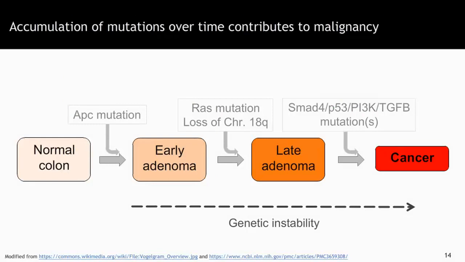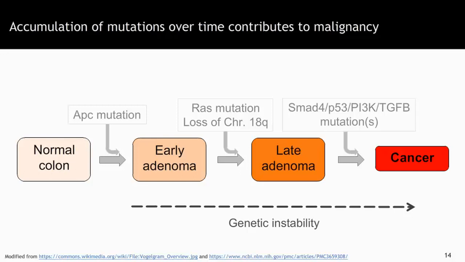To continue this line of thought, there is also evidence to suggest that mutations in a single gene are not sufficient to cause full-blown cancer. Rather, multiple mutations in multiple genes that accumulate over time are needed to cause a benign tumor to become a malignant cancerous tumor. For example, on this slide, we see that the APC mutation in a normal colon produces early adenoma, which is not actually cancer, but are relatively small benign tumors in the colon. Additional mutations in RAS, or loss of chromosome 18q, can cause early adenomas to progress to late adenomas, which are more symptomatic. And further mutations in other genes, such as SMAD4, P53, PI3K, or TGF-beta, can cause these benign tumors to become actual cancer.